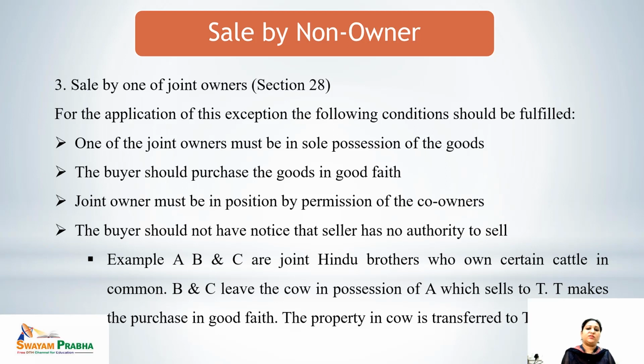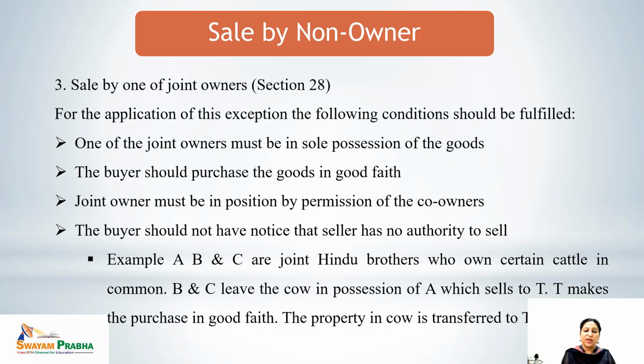Among the conditions, the first is that one of the joint owners must be in sole possession of the goods. The buyer should purchase the goods in good faith, and the joint owner must be in possession of the goods with the permission of all the co-owners, and the buyer should not have any kind of notice or intimation that the seller has no authority to sell the goods. If all these conditions are satisfied and goods are sold by one of the joint owners, it would be treated as a valid sale.